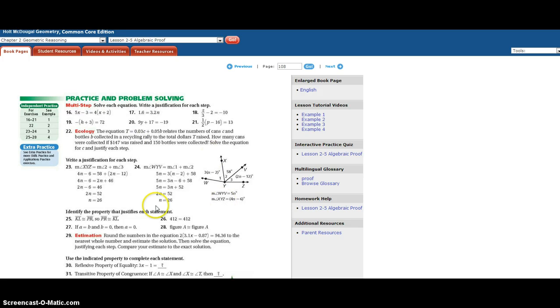So anyway, that's kind of the idea of a proof. And in section 2.5, the biggest thing is to make a list of all the different rules so you know what they are to go from one step to the next.